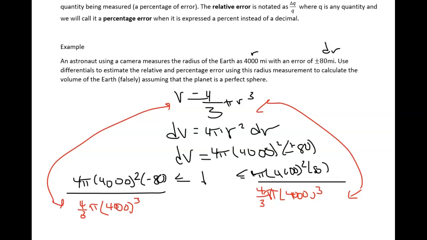So go ahead and practice or try typing this into your calculator, and let's see what decimal we get. I'm just going to do it on the negative 80 side because I know I'm going to get the same answer on both sides. One answer will be positive and one answer will be negative, but they are essentially the same. So I am getting negative 0.06, which means my relative error is 0.06, or my percentage error is 6%.